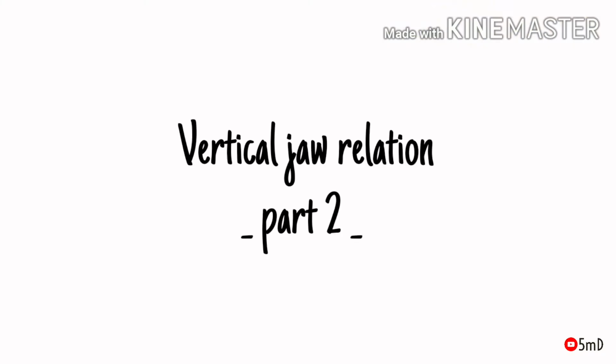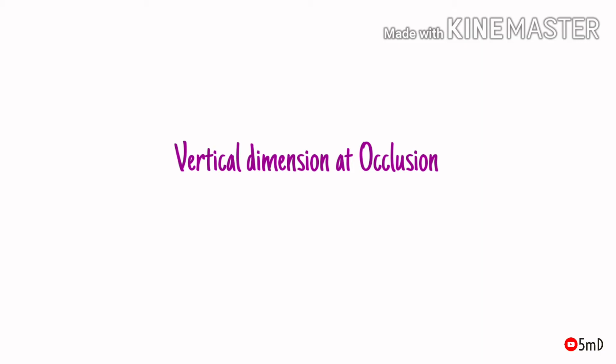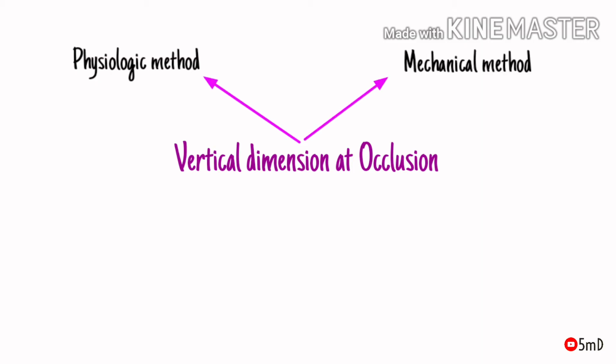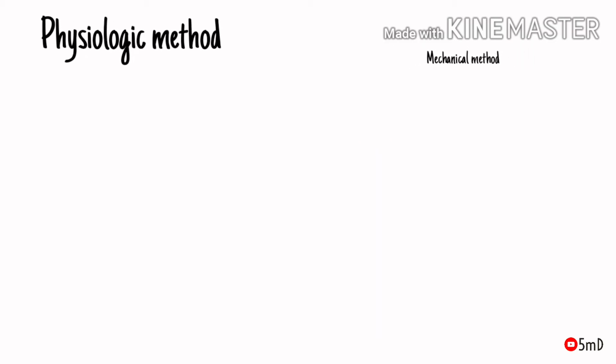This is the part 2 video of vertical jaw relation. Let us start with how to determine vertical dimension at occlusion. There are two main methods to see, physiological methods and mechanical methods. In the physiological method, the first method is the Niswonger's method.